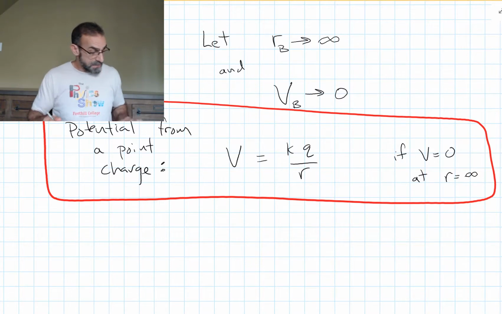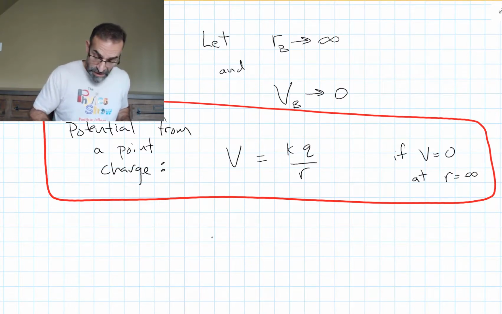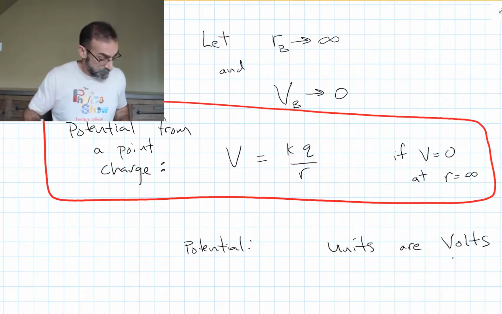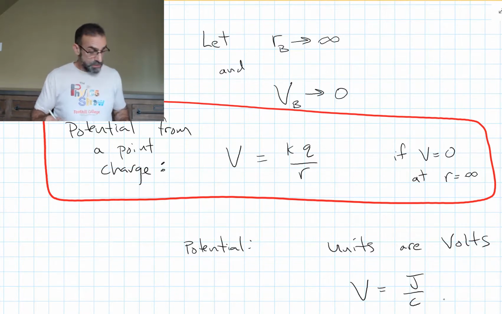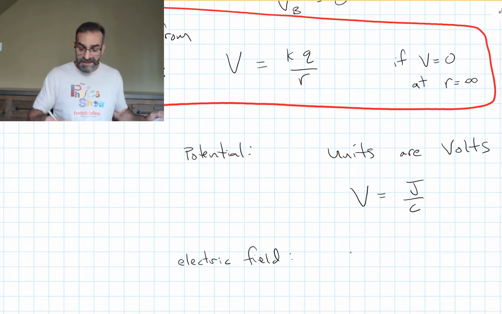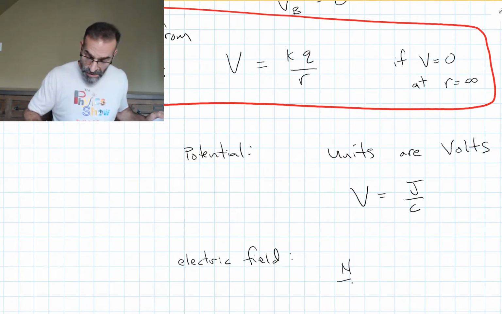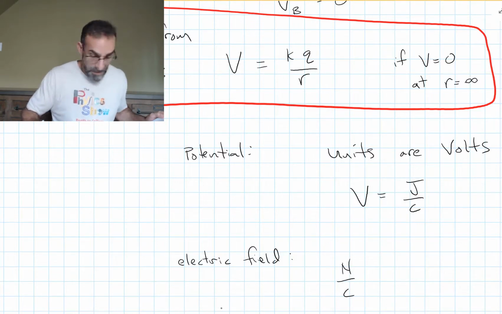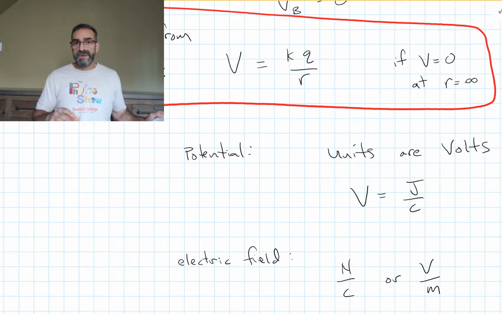Before we do anything with that, let's talk a little bit about units. The units are volts. And 1 volt is a joule per coulomb. Our units for electric field up until now have been newtons per coulomb. Now that we have another definition, we can write it in terms of the volt: a volt per meter. Those are both acceptable units for electric field.